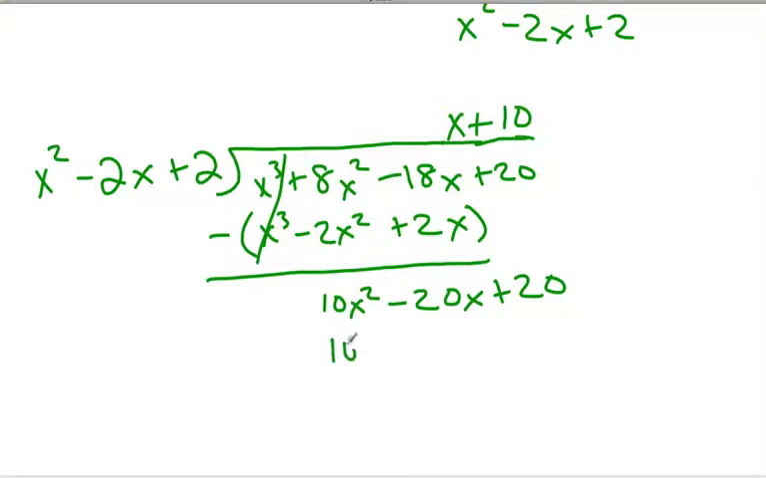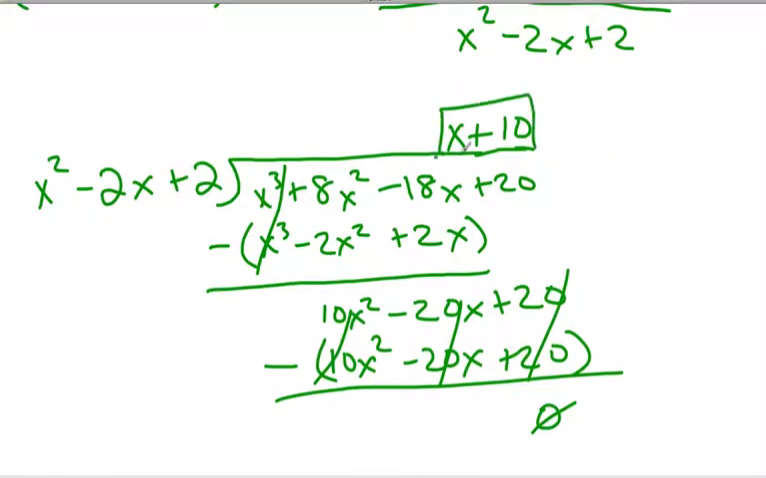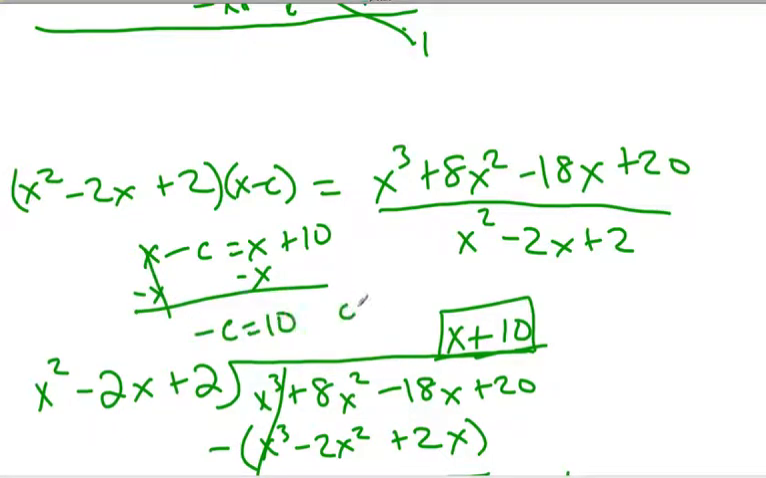So that becomes 10x squared. 10 times negative 2 is negative 20x squared, and that becomes positive 20. To subtract that, 10x squared minus 10x squared is 0. That cancels. Negative 20 minus negative 20 cancels. And negative 20 minus 20 also cancels. So we get 0, and this becomes our solution. In other words, x minus c equals x plus 10. To solve this out, we're going to do minus x. This cancels. Negative c equals 10, so c equals negative 10. In other words, our other solution is negative 10, or our factor would be x minus 10.